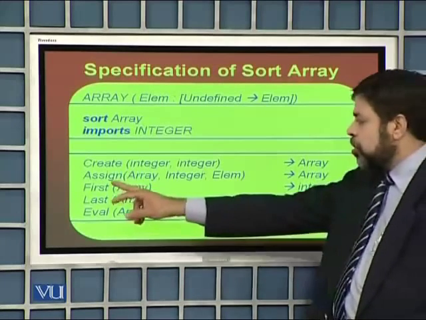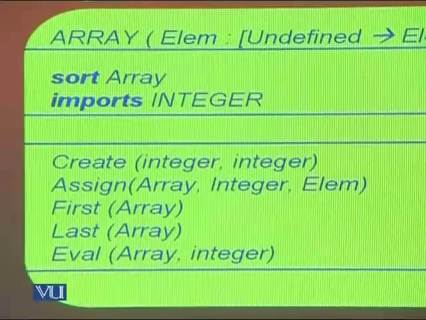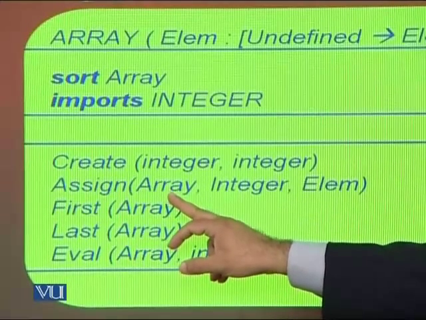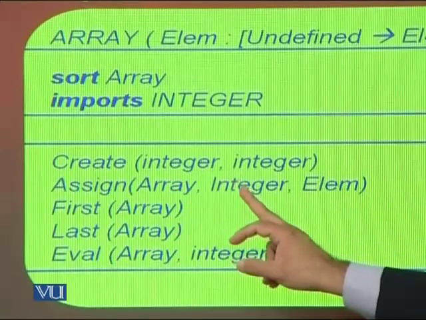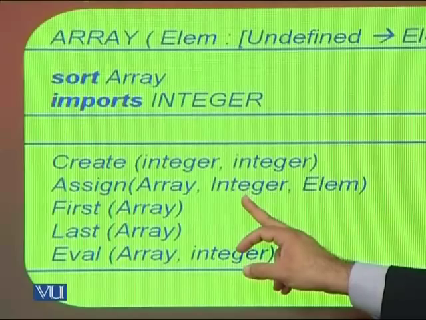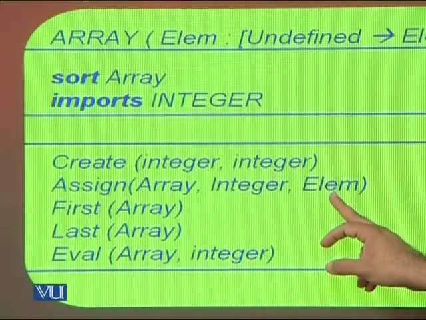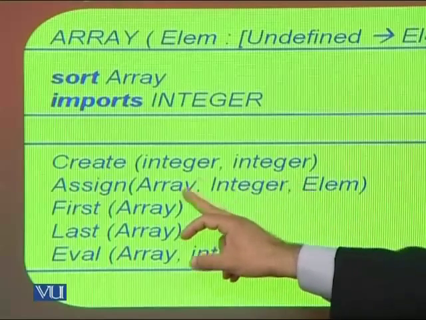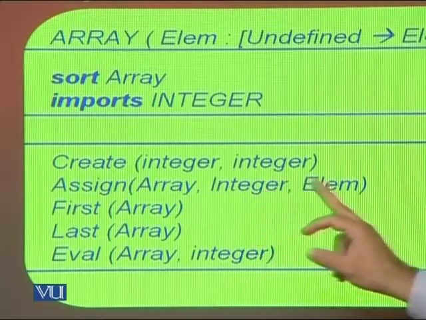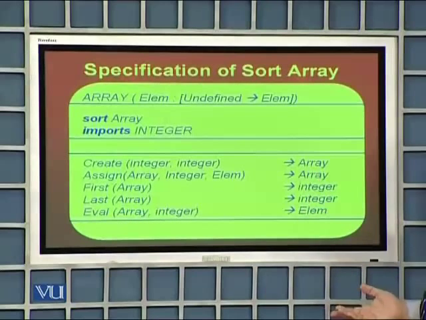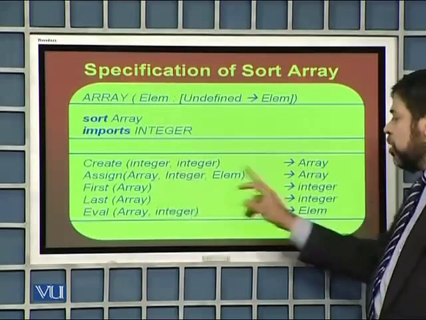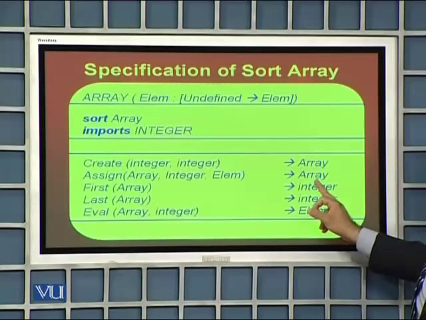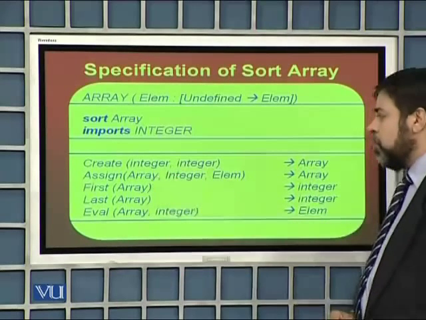The second operation here is assign. In the assign operation, I have this array. So this is the input. I give an integer which is the index, and I give an element to be stored. So this element will be stored in this array at this index given by this integer. So what I get back is an array which has been modified. So this was the input array. I get an array which is an updated version of the input array.